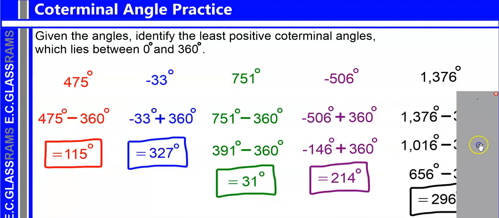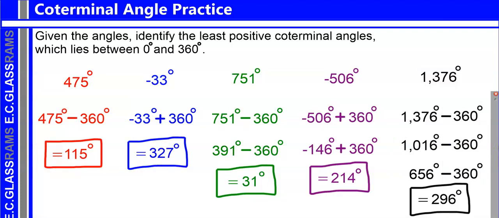So here's the work to all that. Notice that it's very similar to the examples that we just did together. But as long as you understand that even if the numbers are different, the process is still the same. Add 360 or subtract 360 until you get to the range that you were expected to find, the coterminal angle.